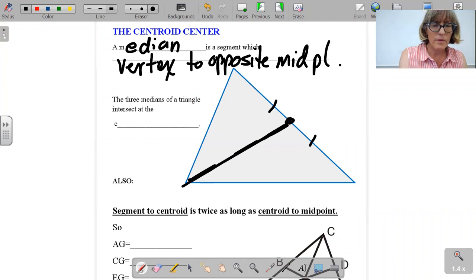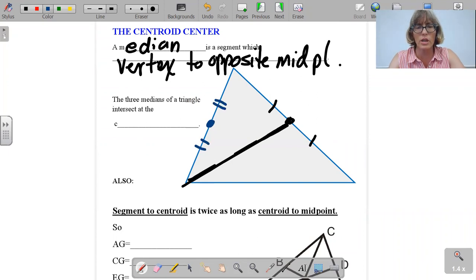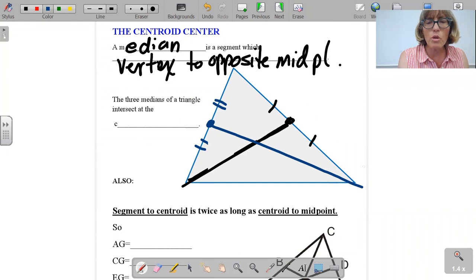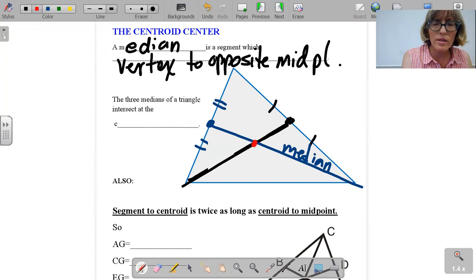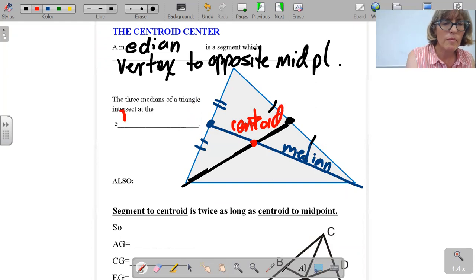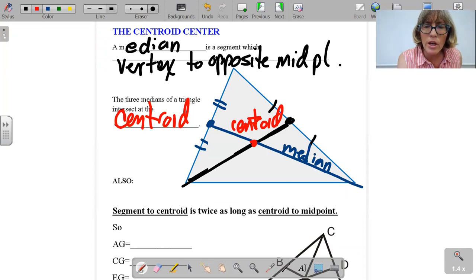Here's one. Let's do this median right here. You'll only need 2 medians to find the centroid because you only need a point of intersection. All right, so these are both medians, and they cross at a centroid. And the most important thing here is that this distance, midpoint to centroid, is half of the distance from centroid back to the vertex.